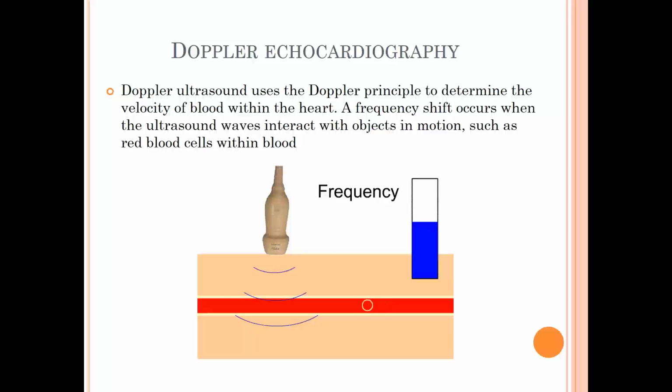What about Doppler echocardiography? Doppler, by the way, is the name of the inventor, so it's always written with a capital letter. Doppler ultrasound uses the Doppler principle, which determines the velocity of blood within the heart. A frequency shift occurs when the ultrasound waves interact with a moving body, for instance the RBCs, which are usually the things we search for, and the frequency increases while moving towards the probe.